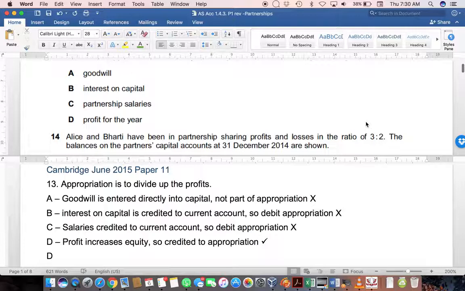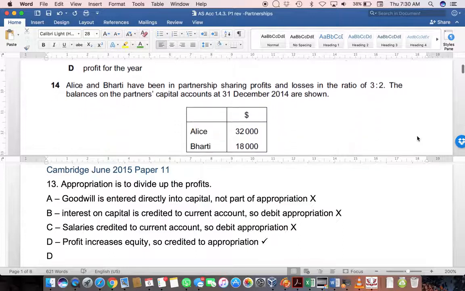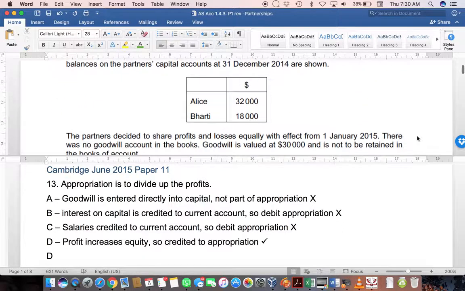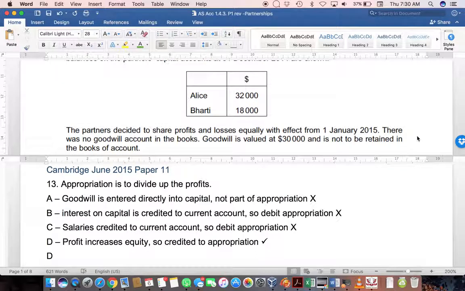Number 14. Alice and Barty have been in a partnership sharing profits and losses in the ratio of 3:2. The balances on the capital accounts as at 31st of December 2014 are shown, and here they are. Alice 32,000, Barty 18,000. The partners decide to share profits and losses equally with effect from the 1st of January 2015. There was no goodwill in the books. Goodwill is valued at $30,000 and is not to be retained in the books of account.